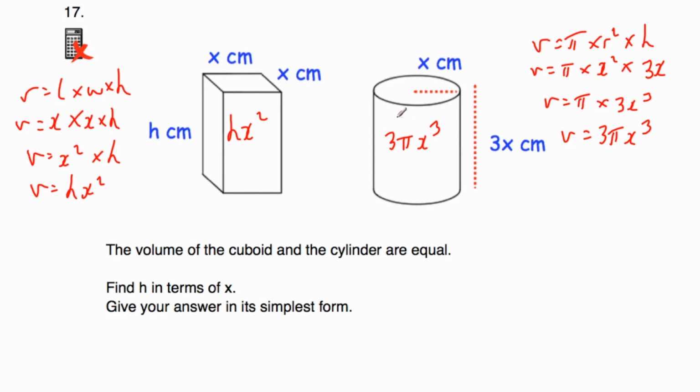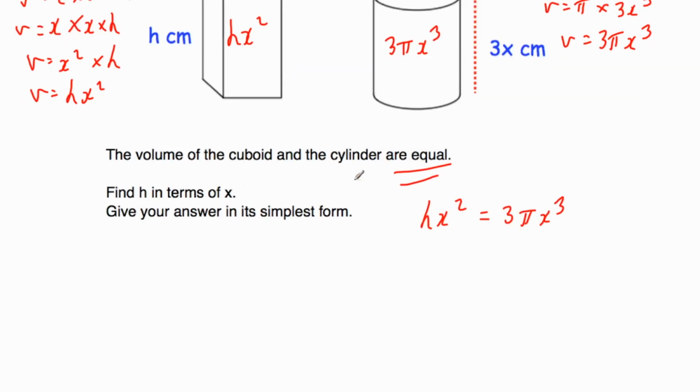So we've got the volume of the cuboid and we've got the volume of the cylinder, and we're told they're equal to each other. So that means that h x squared would equal 3 pi x cubed. We've been asked to find h in terms of x, so we want h equals something. Now we've got h times x squared, so we don't want this timesed by x squared. Now x squared will have to be a positive number because we're dealing with the heights and dimensions of cuboids, so we can divide both sides by x squared. H times x squared divided by x squared just leaves us with h. And on the right hand side we had 3 pi x cubed, and we're dividing that by x squared.